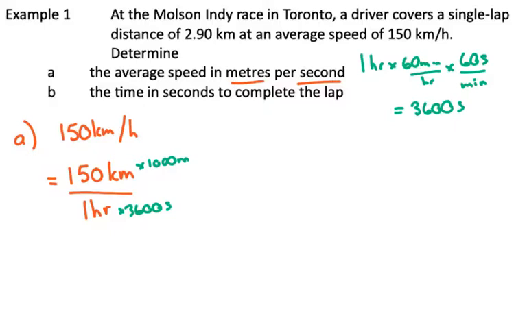Doing that calculation, and in physics we will always go to significant figures. We were given 150 kilometers per hour in the question. Yes, we were also given 2.90 kilometers, but we didn't use it for this. The conversions of 1,000 meters and 3,600 seconds do not count in sig-fig determination. So the only piece of information we look at for sig figs is 150 kilometers. It has 2 sig figs, so the final answer will also have 2 sig figs, which will give us 42 meters per second.